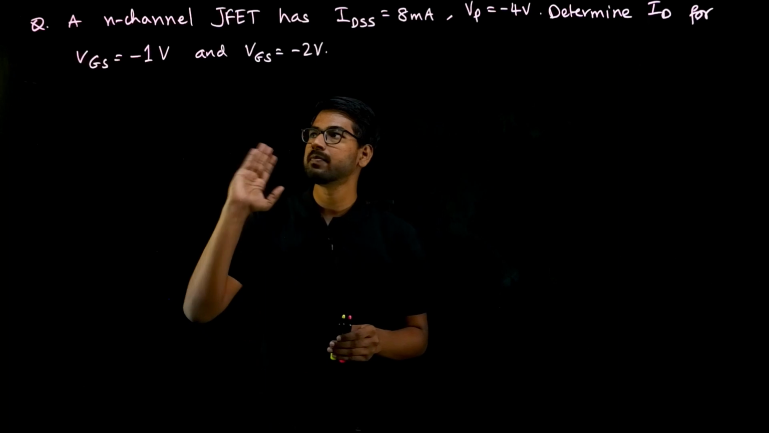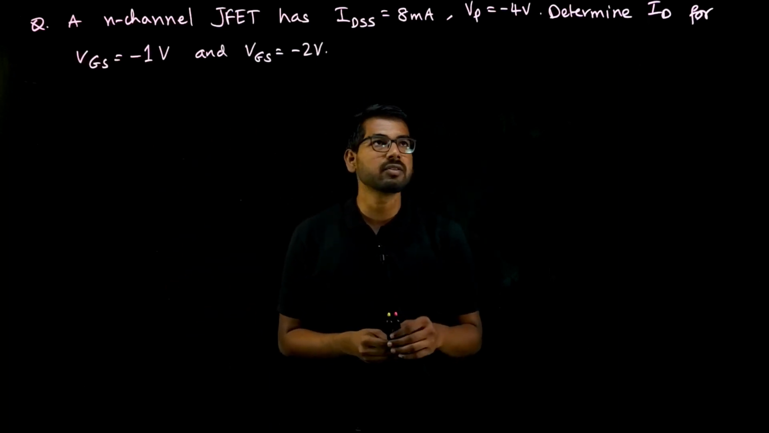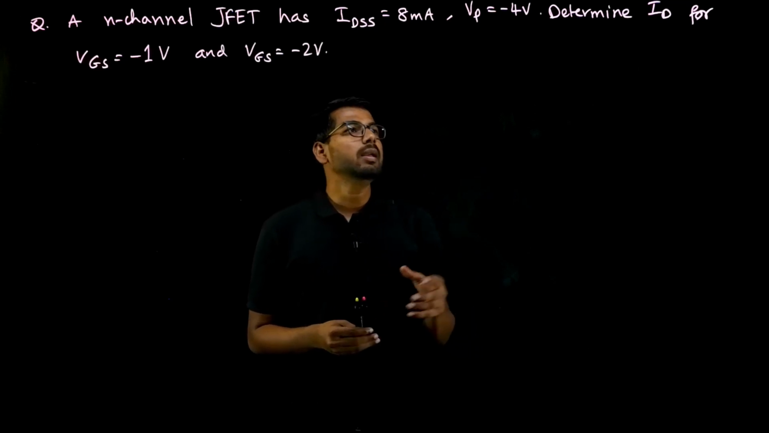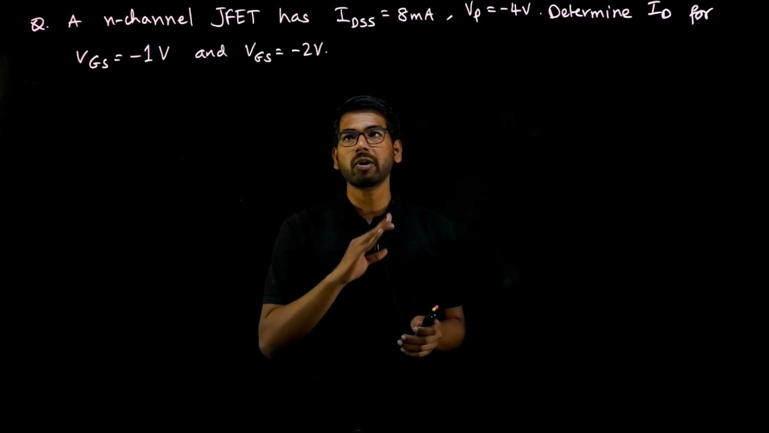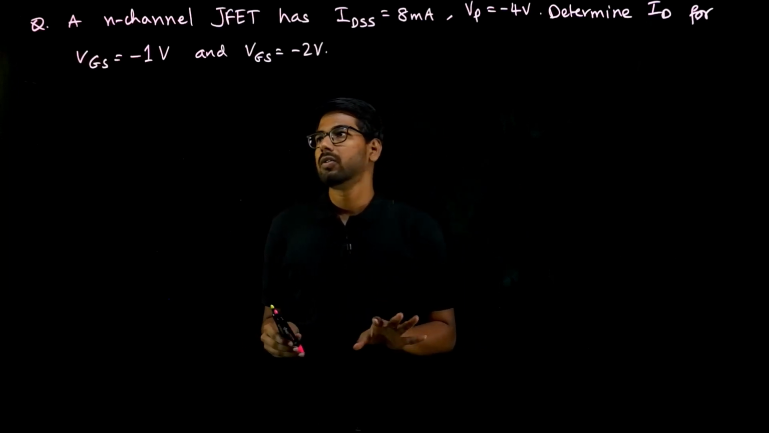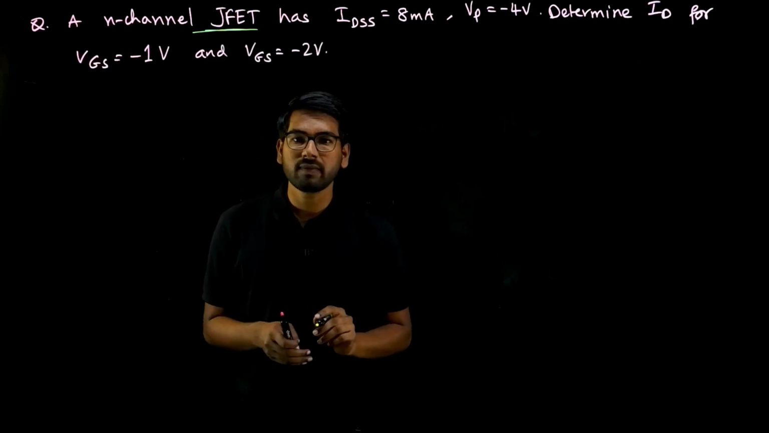Okay, so the question is, an n-channel JFET has IDSS of 8 milliamperes. VP is minus 4 volts. Determine ID for VGS equal to minus 1 volt and VGS equal to minus 2 volts. So the first thing we should notice is it's an n-channel JFET.